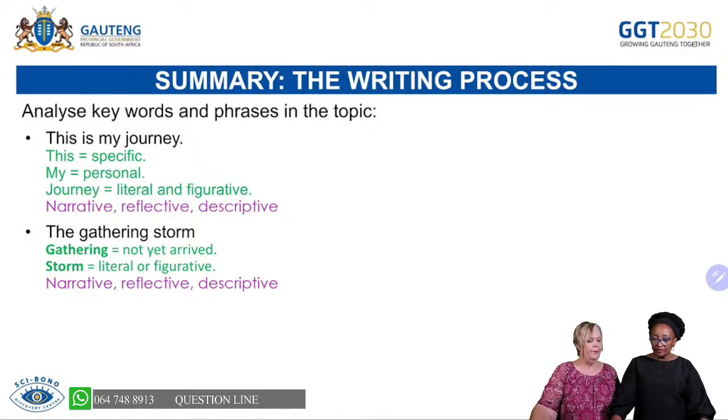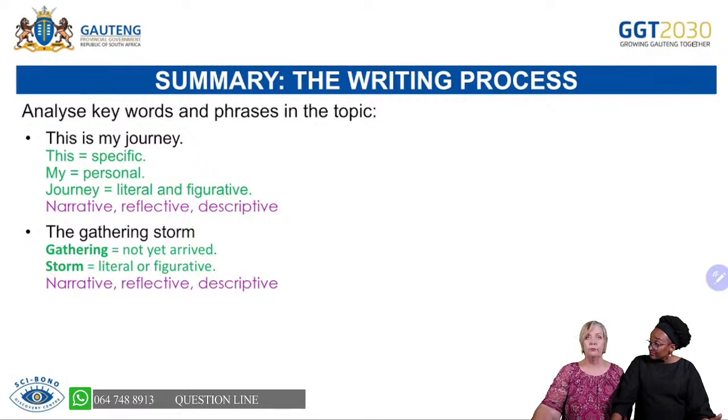Let's take a look at the gathering storm. Gathering. Not yet arrived. In other words, you can't write about the storm that passed. It is a storm that is still coming. Storm could also be interpreted literally or figuratively. And of course, you can write a narrative, reflective, descriptive essay on this.